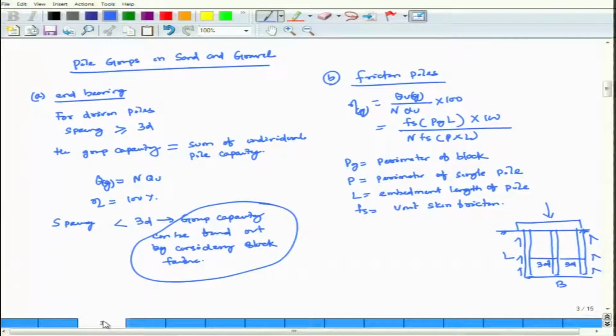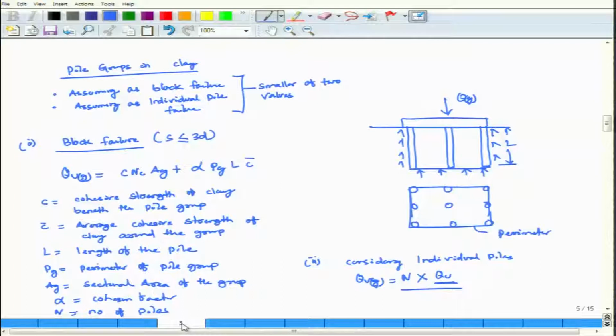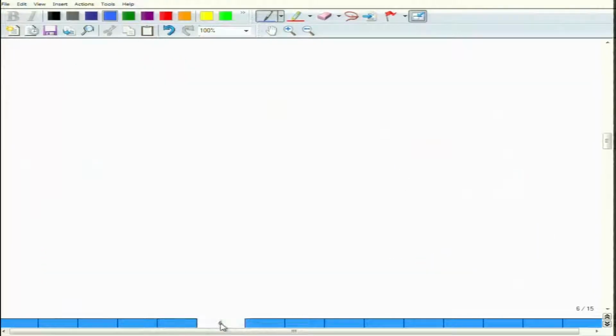So, last class I started group capacity in sand and gravel for end bearing as well as friction piles, and also group capacity in clay. Group capacity in clay, how to find it out? Assuming a block failure, find the group capacity. Assuming an individual pile failure, find the group capacity. Compare both, and whichever is smaller you take as the group capacity of the pile group, particularly in clay. Now, one example is there.